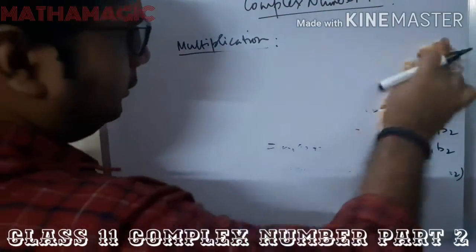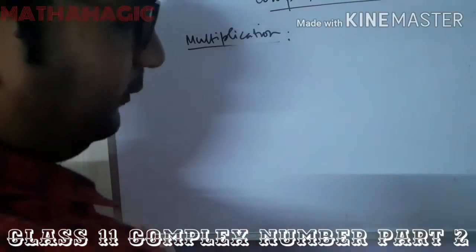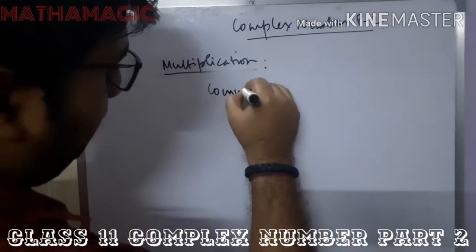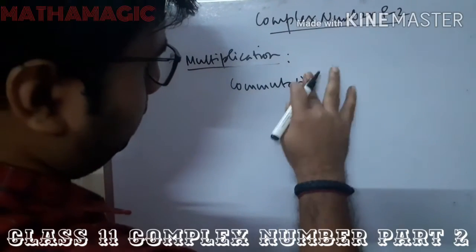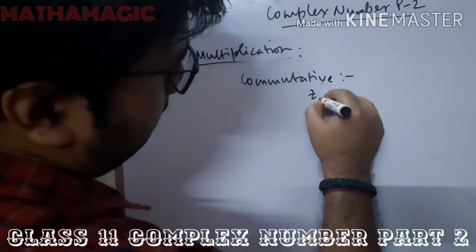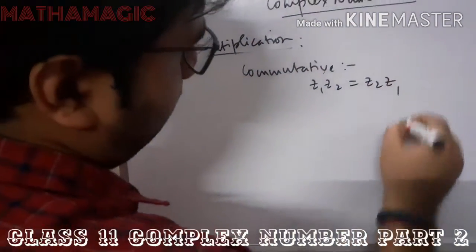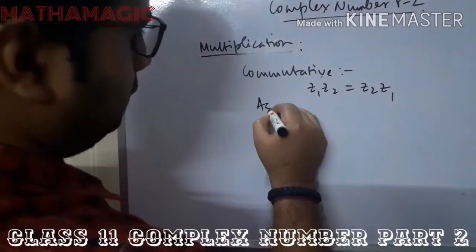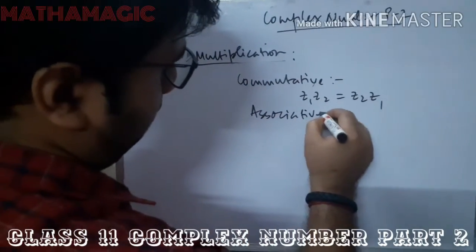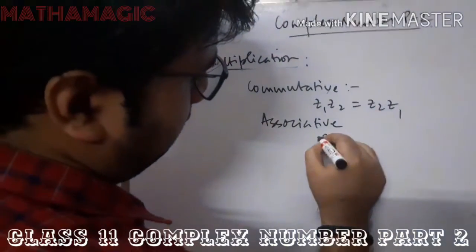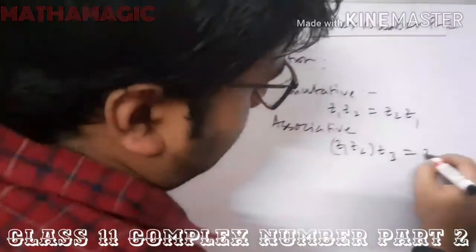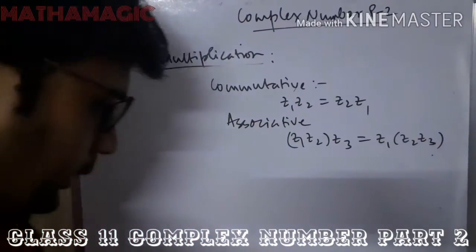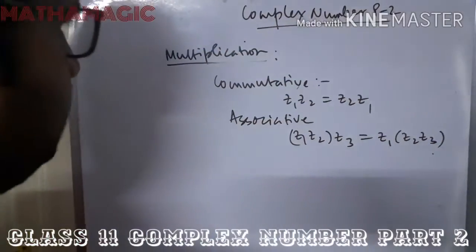So please note it down so that we can move to the next one. In case of multiplication also, there are some properties which are followed by complex numbers, that is commutative and associative. In case of commutative, it is told that z1 z2 is equal to z2 z1. There is no difference between z1 z2 and z2 z1. In case of associative, it is also found that (z1 z2) into z3 we can write as z1 into (z2 z3). No problem with this one also. So this is how it works.